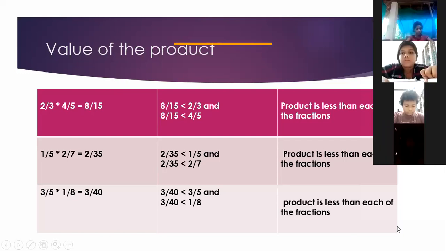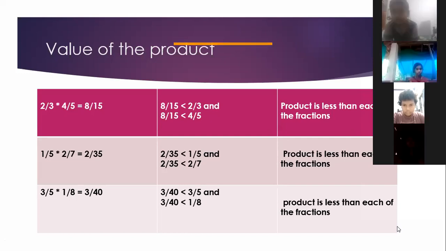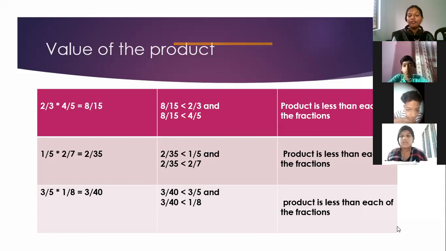Joanna, how will you say 8 by 15 is less than 2 by 3? We have to check their values, is it? So we know that 8 by 15 is less than 2 by 3, because the value of 2 by 3 is greater than the value of 8 by 15. Similarly, 8 by 15 is also less than 4 by 5. Is it?